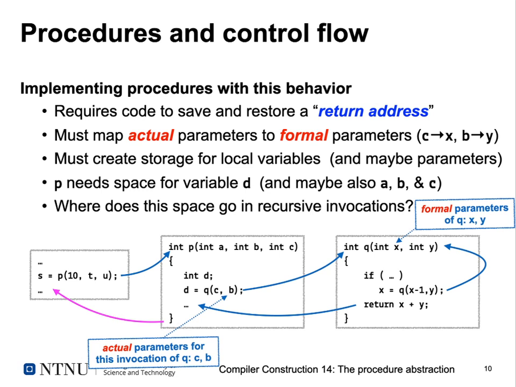In addition, our compiler must take care of creating storage for local variables and maybe also our parameters here for each invocation of a function here. So we need space for a local variable d here, for example, inside of P, and maybe also a, b, and c here. And we need it for every invocation of P, since we don't know if somebody else is going to invoke P later on. So maybe Q would invoke P somewhere. We also need to provide this even if we don't have a direct recursion inside of P. So the question is, where does this space go in our recursive invocations of functions?